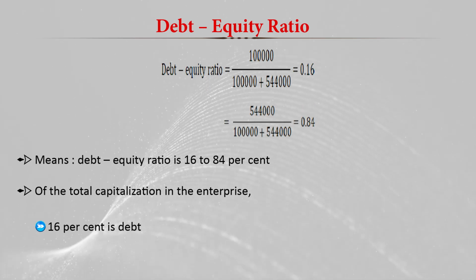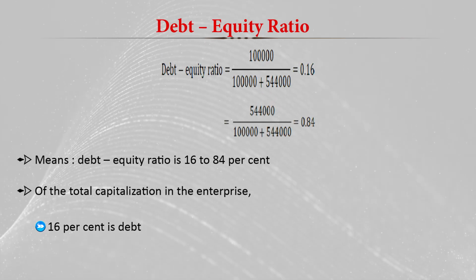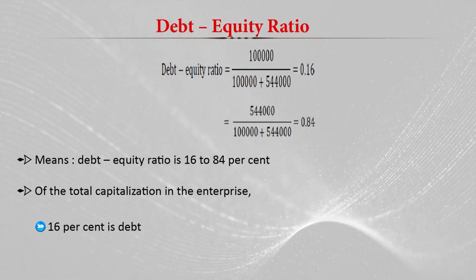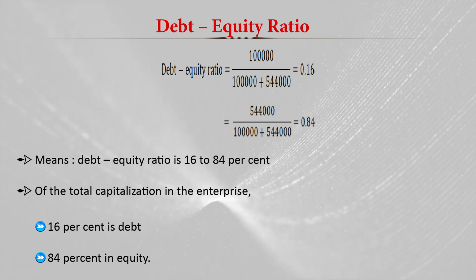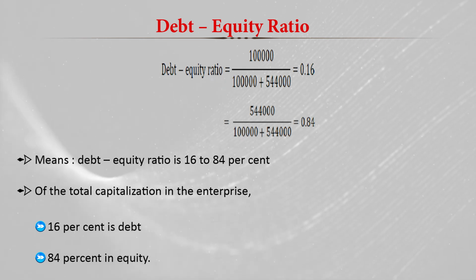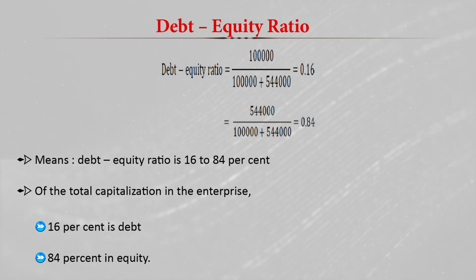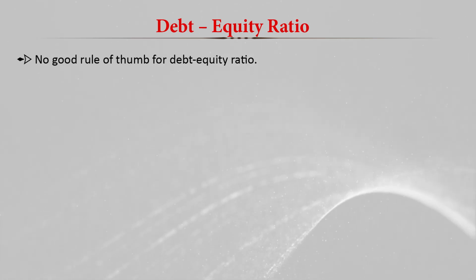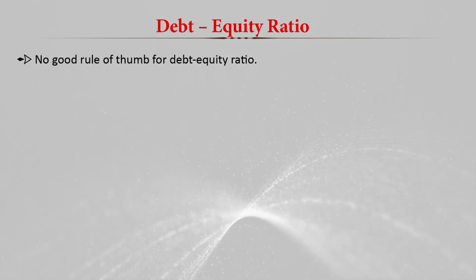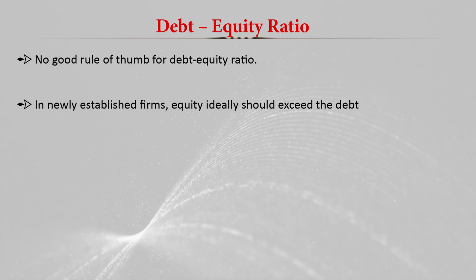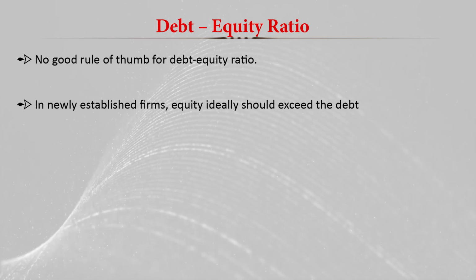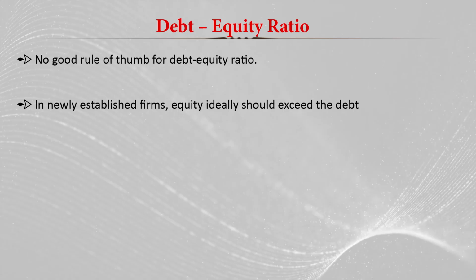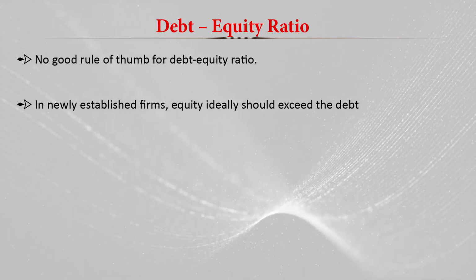Here, 16% is the contribution from the debt, from the short term or long term loan, and 84% is the contribution from the equity, meaning the contribution from the owner of the enterprise or firm. There is no good rule of thumb for the debt equity ratio, and basically in a newly established firm the equity ideally should exceed the debt. So, there should be more contribution from the entrepreneurs than the money borrowed from outside.